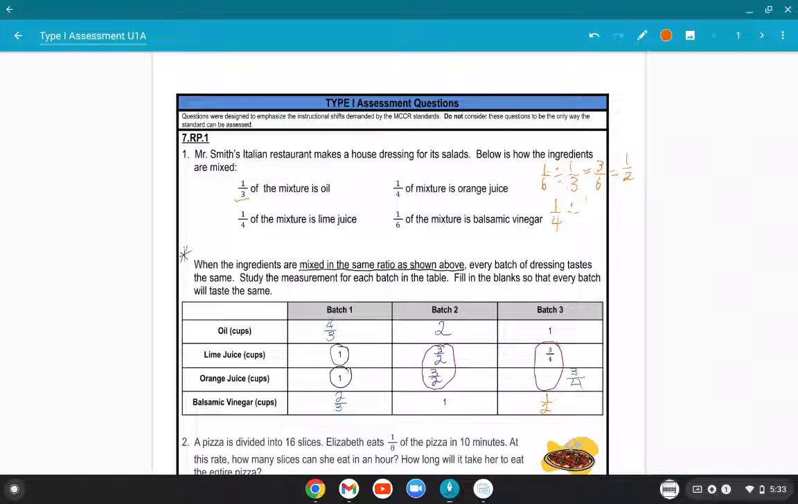divided by 1/3. Again, 3 times 1 is 3. 4 times 1 is 4. And that's how I get 3/4. And there's no sense in me doing it twice because orange juice and lime juice both start off with 1/4. So that's how you solve this problem.